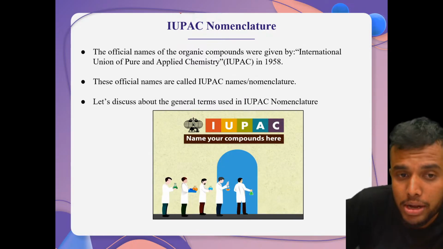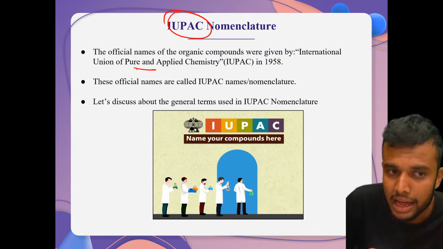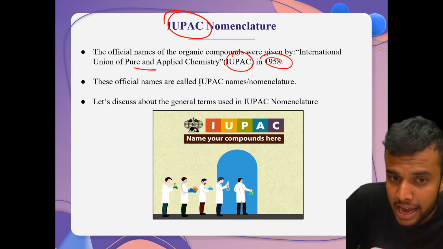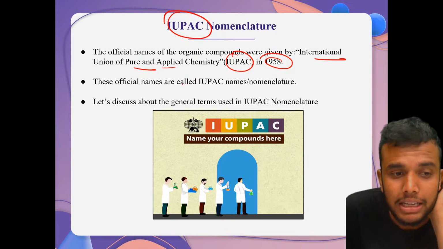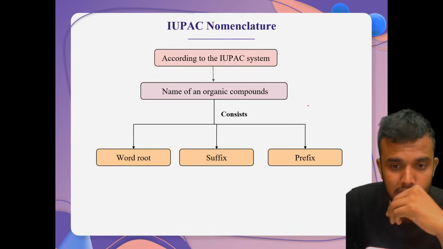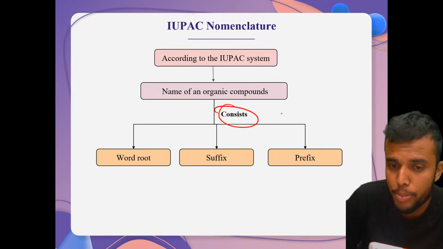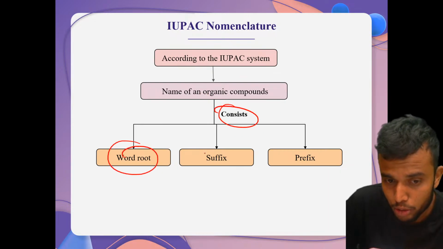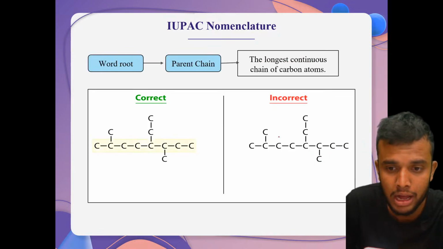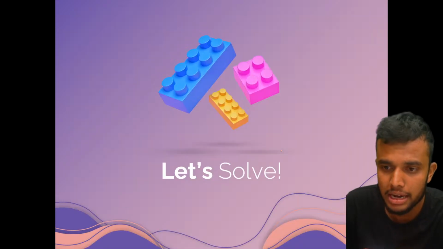The IUPAC nomenclature is given by one institute. The institute name is IUPAC, in 1958. The expansion of IUPAC is International Union of Pure and Applied Chemistry, my dear students. These official names are called IUPAC names. Okay, I hope it's clear. In IUPAC, we divide every IUPAC name into three parts: word root, suffix, prefix. Word root, we already know this properly. These are the common name and the methyl name.